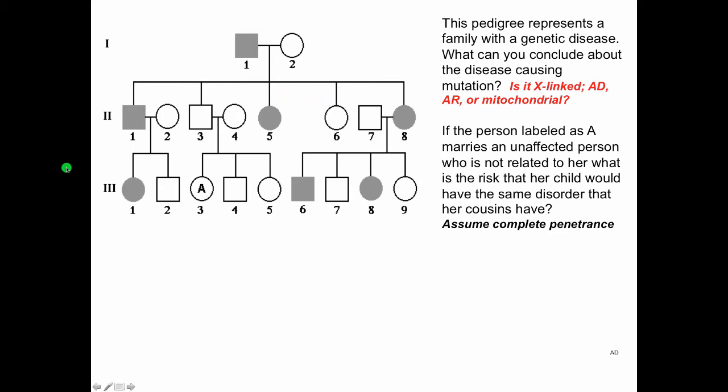So now another question. If the person in the third generation labeled A marries an unaffected person not related to her, what is the risk that her child will have the same disorder that her cousins have? And we're going to assume here that it's complete penetrance. If it's an autosomal dominant condition with complete penetrance, she does not have the disease. That means she does not have the mutation. She marries someone not related to her, then her children would have the background risk of having this disease. In other words, whatever the spontaneous mutation rate is, they would not have the risk that their cousins have of having the disease. Indeed, they probably wouldn't have the disease if it's a relatively rare disease.